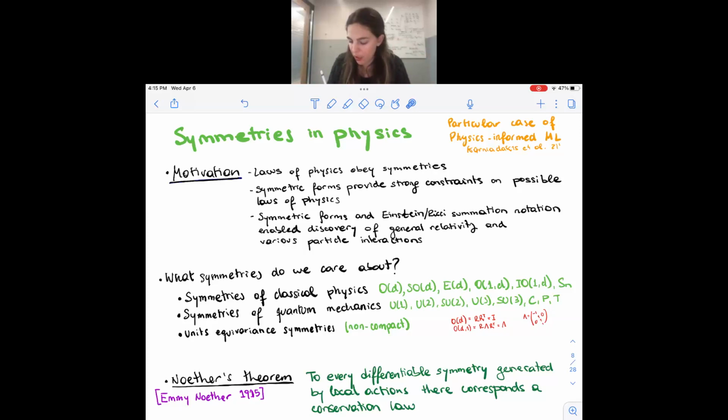Another important, fundamental result is a theorem that says that every differentiable symmetry generated by local actions corresponds to a conservation law. That's something that we could use in the design of equivariant machine learning. And that has to do with the next slide: how symmetries are implemented.